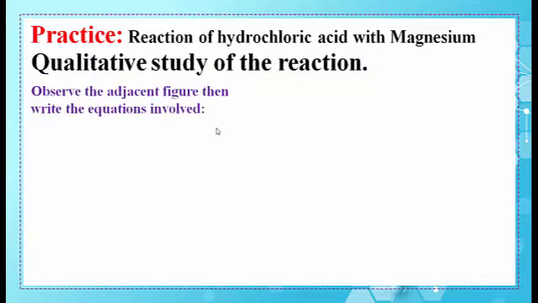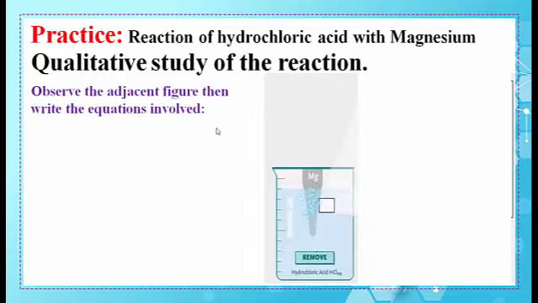We have to observe the adjacent figure, then write the equations involved. Here, we place this magnesium strip in HCl solution. You can see here that some bubbles are being formed. Look at the magnesium strip. It is becoming thinner. What does this mean?